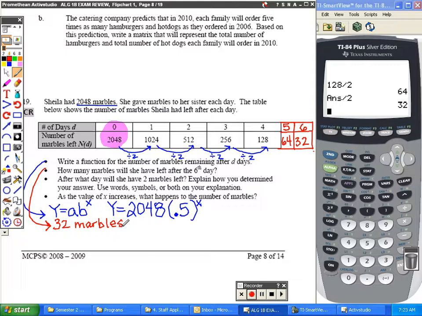Now, if you wanted to use the equation, you can. Just type in 2,048, parentheses, 0.5, and then put a little caret, and then put the number 6 there. Okay, let's do the next part.